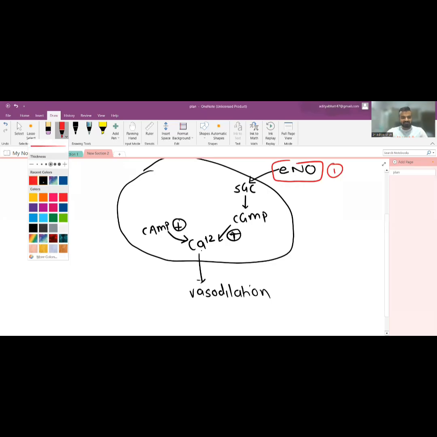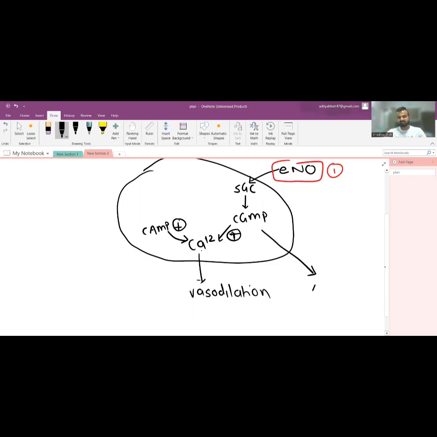Next, we have increased the synthesis of cyclic GMP, but this cyclic GMP is degraded to GMP via an enzyme, PDE5. And this PDE5 is inhibited by everyone's favorite drug, sildenafil. Okay, everyone's favorite, Viagra. You like it, right? So this is the drug of choice to inhibit PDE5.